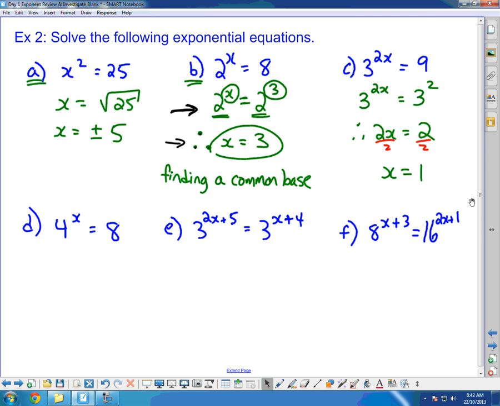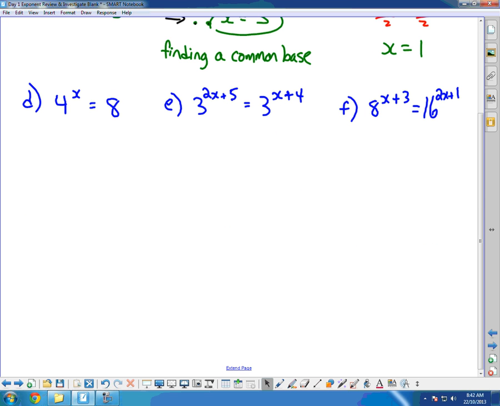Okay, so let's keep going and use this strategy of finding common bases. In B and C, it was pretty easy to find a common base. In B, we saw 2 as a common base, and in C, we saw 3 as a common base. Do you think 4 would be a good common base for D? Yeah? So can I do this?